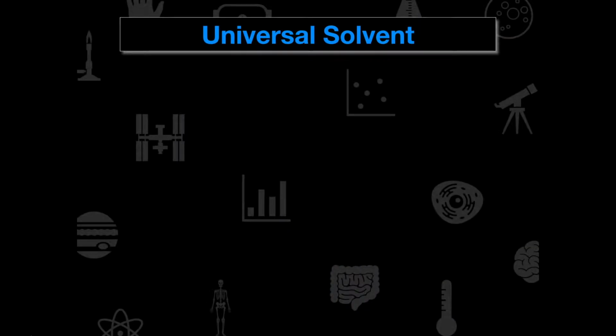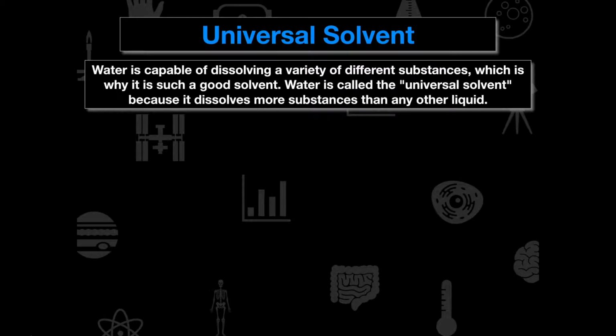So let's think about water as a universal solvent. Well, water is capable of dissolving a variety of different substances, which is why it is such a good solvent. It's called a universal solvent because of its polar properties and because it dissolves more substances than any other liquid. So let's look at this and understand why water does this.